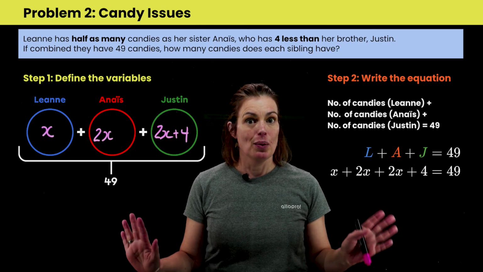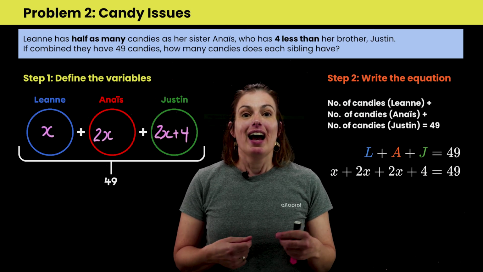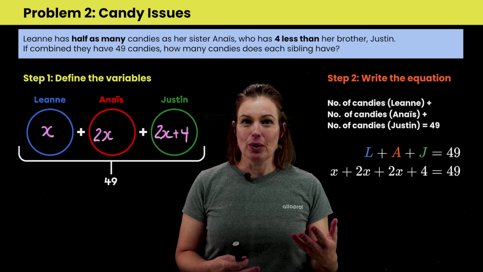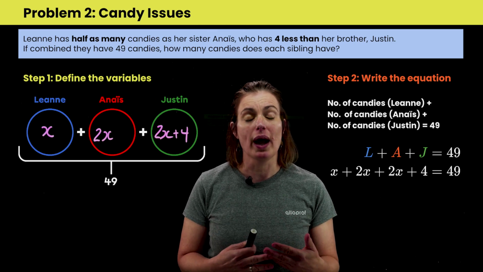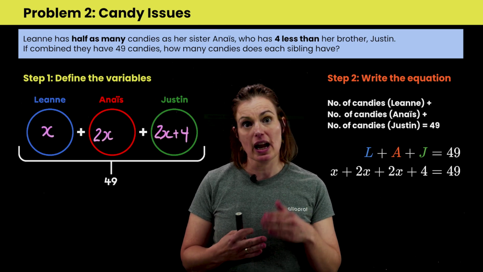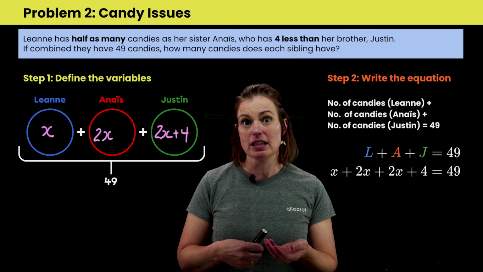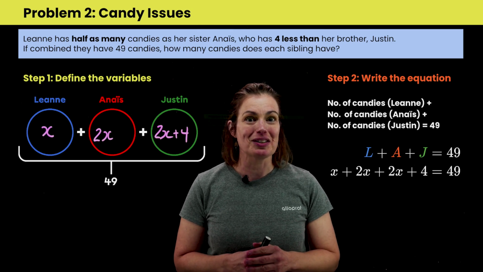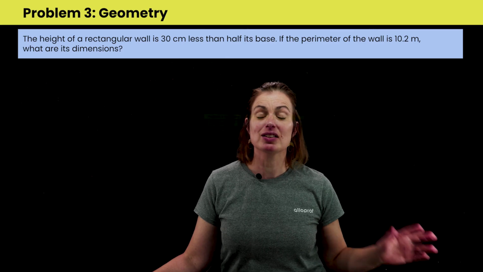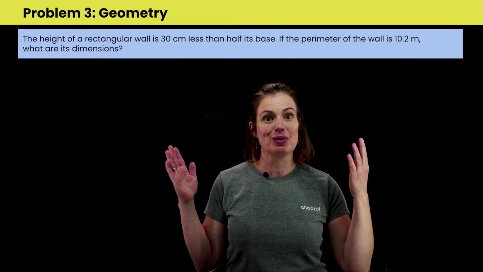And we're done. At this point, you guys going forward, to finish this problem, just so you know, at the end of this, you should be getting that Leanne has 9 candies, Anais has 18 candies, and Justin has 22 candies. But this is as far as I'm taking you today. So for our third and final problem, we're going to talk about geometry.